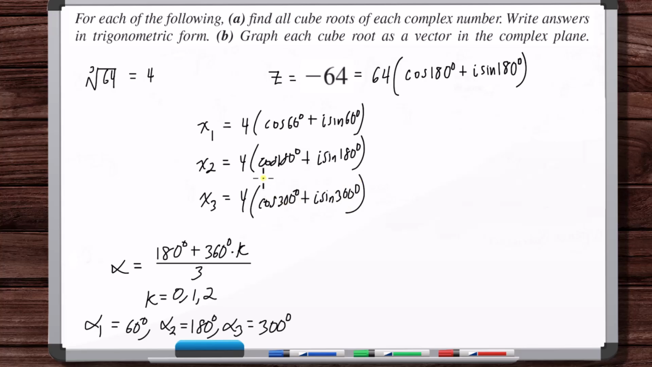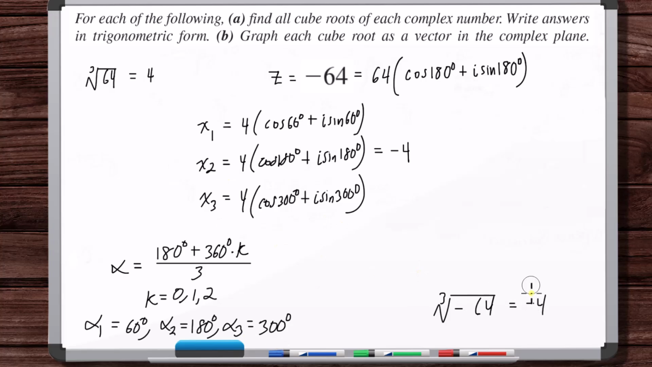And you see the issue, right? Let's put these in rectangular form. Cosine 180 is negative 1, sine 180 is 0. There's negative 4. The principal cube root of minus 64 was negative 4. Well, that's one of the roots for sure, but according to complex analysis it's not the principal root. So that's the issue.